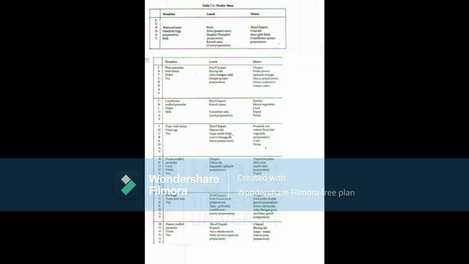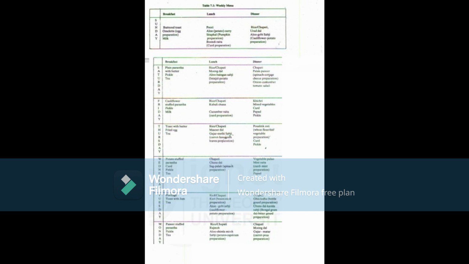It is beneficial to plan weekly menus. Look at the weekly menu given in Table 7.1. Table 7.1, Weekly Menu. Look at the screen for table content. These are sample menus for breakfast, lunch and dinner in a Punjabi household. You could prepare a similar weekly menu for your family based on the meal pattern of your region.